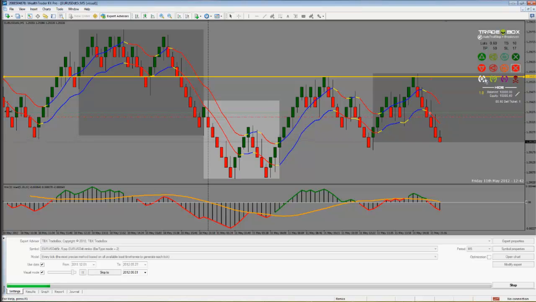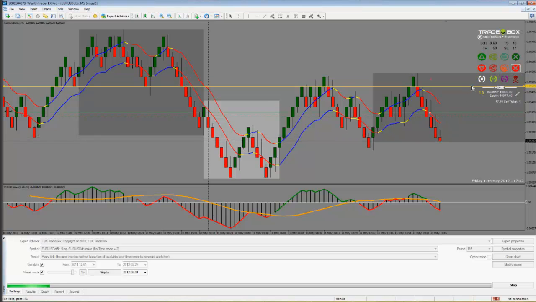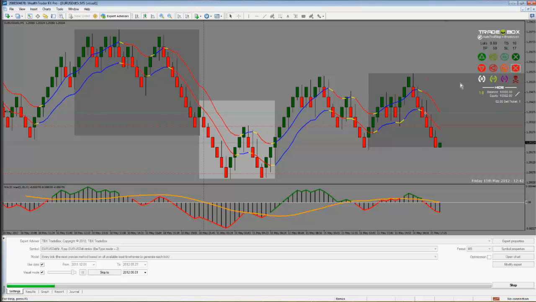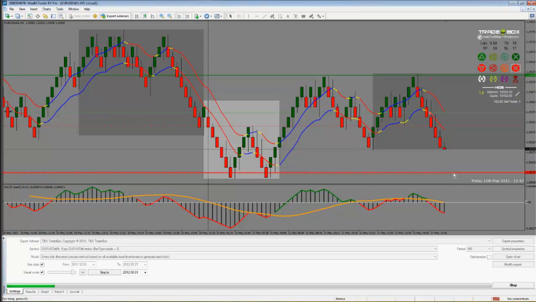Now, whoops, I'll delete that. The one thing the trade box does let me do is draw profit and stop lines in. So we'll move our stop. And we're going to move our stop again. That's to the base of that candle.